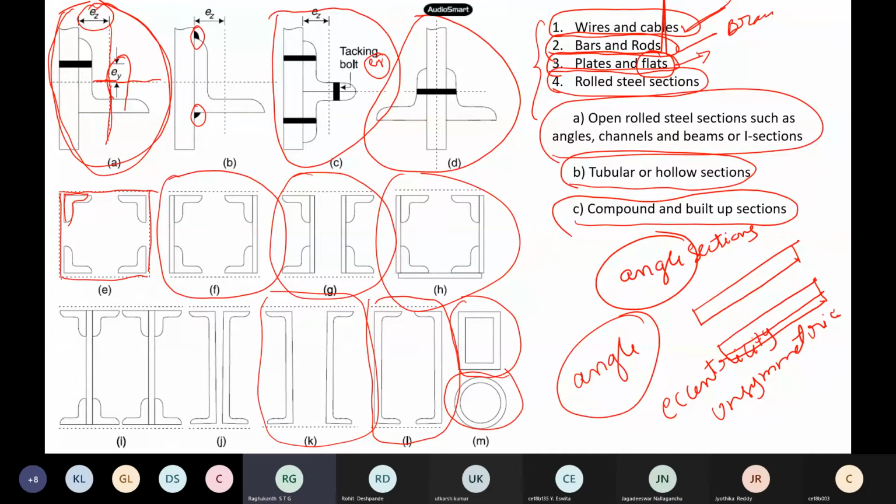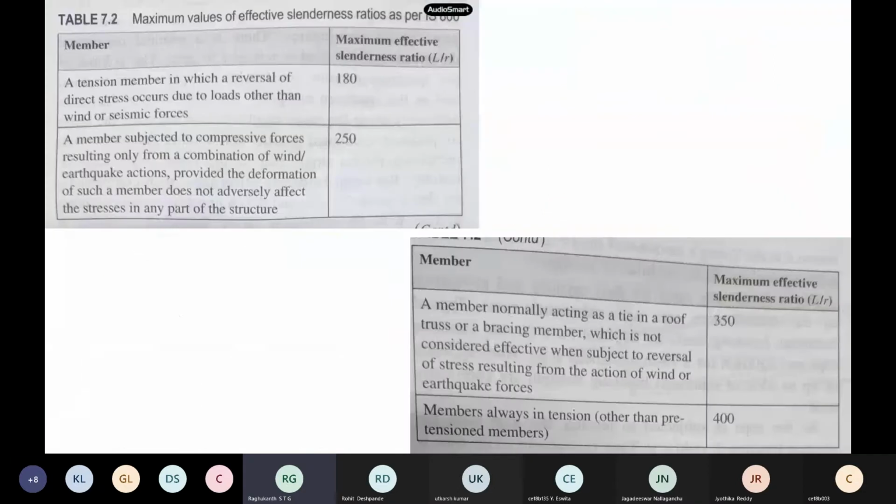In airports and other places, if you see tension members, they are tubular, that is hollow circular tubes, and they also use angle sections. You would have seen them in airports, railway stations, foot over bridges, and many places, trusses. If you see, you will see these types of things used as tension members.